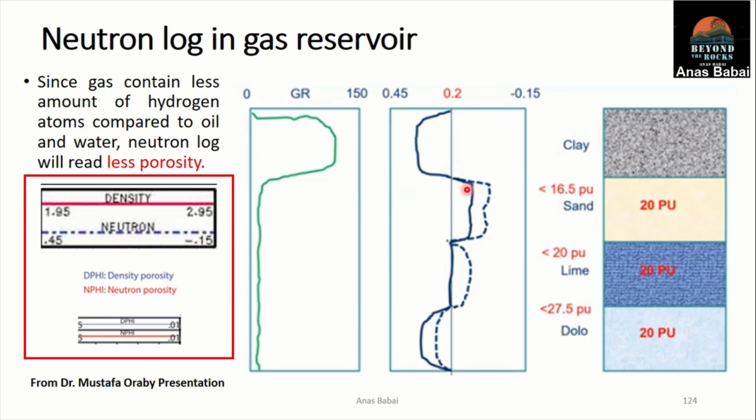So if this is the original value in the gas zone, we will find that the porosity values will be less. The same thing in limestone, it will get less. The same thing in dolomite, it will get less. Pay attention to the scale, it's decreasing in this direction, so all the values are actually decreasing. So these are the effects of gas on the neutron.